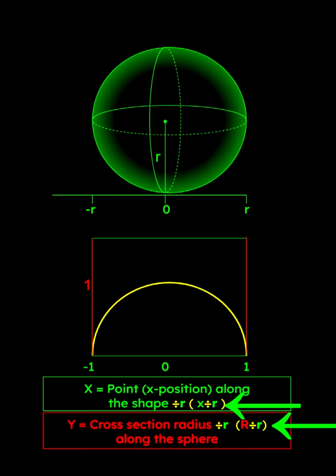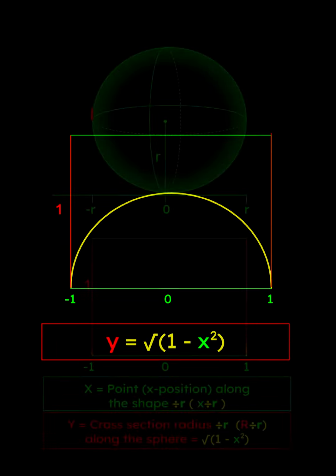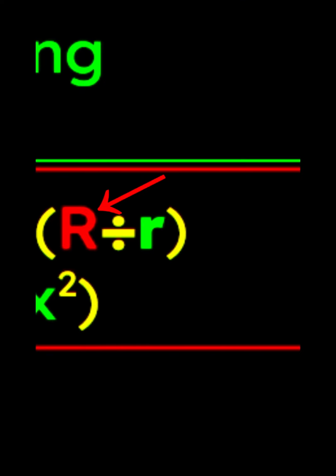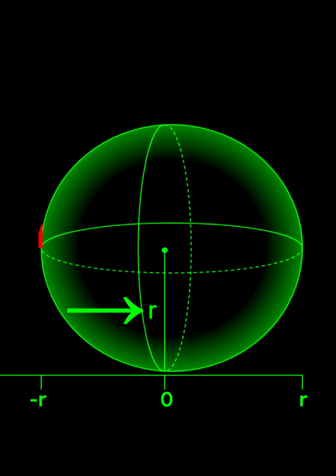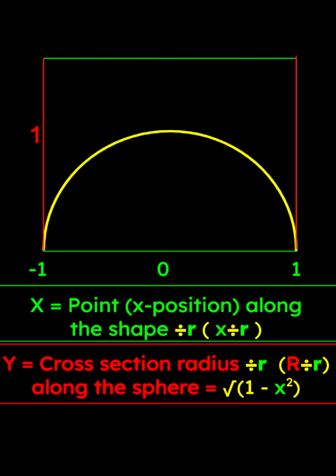Anyway, the reason why I simplified everything down to ones instead of in terms of r is because this equation actually plots a semicircular graph from -1 to 1 only. So now we know that the cross-sectional radius, big R, divided by, and not to be confused with small r, the radius of the sphere, equals the square root of 1 minus x squared. And remember, x is also divided by r.